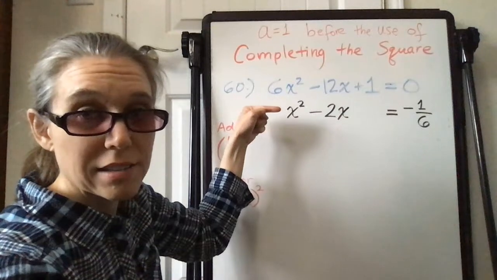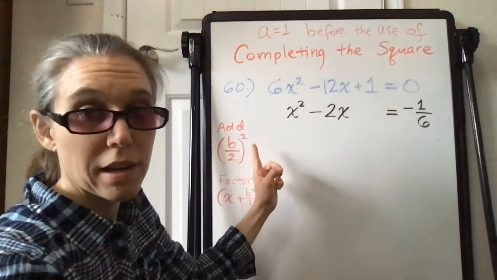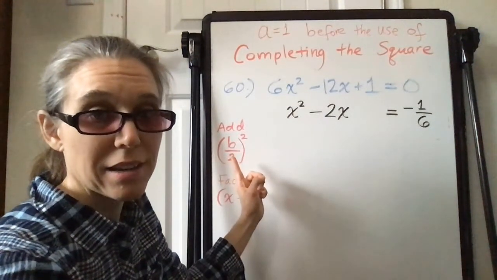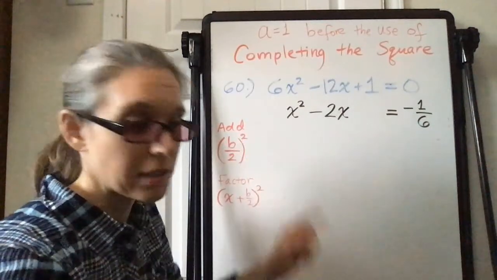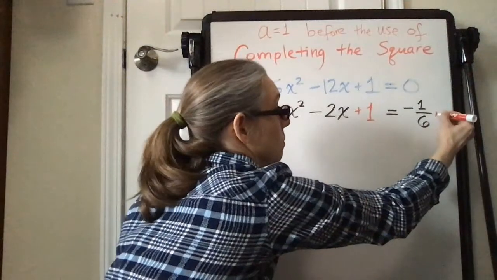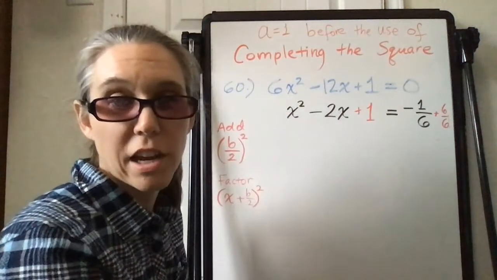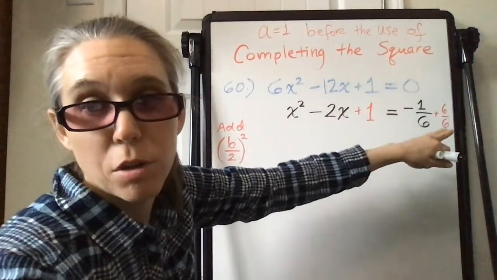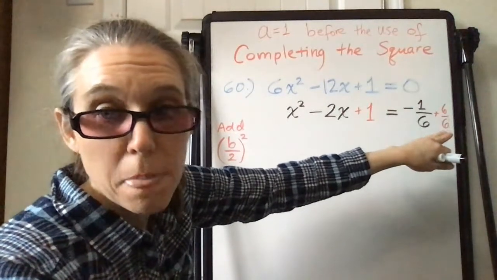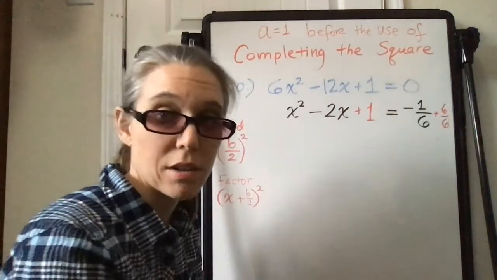So now I can consider that B is equal to negative 2. So B over 2 squared: negative 2 divided by 2 is negative 1. Negative 1 squared is positive 1. On the left-hand side, I wrote positive 1. On the right-hand side, I wrote plus 6 over 6. 6 over 6 is, of course, positive 1, but I wrote it in this form because in order to add together fractions, you need to have a common denominator.